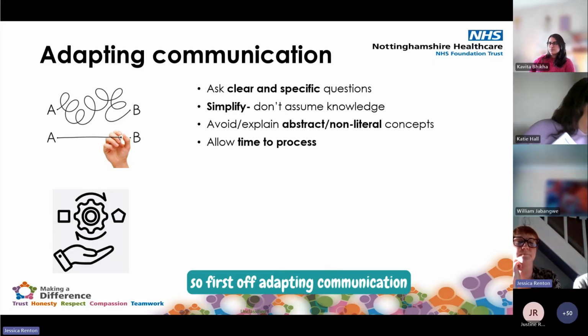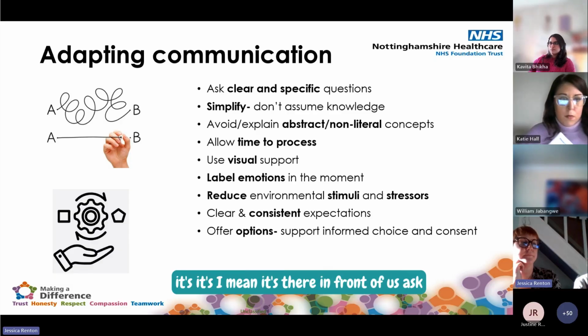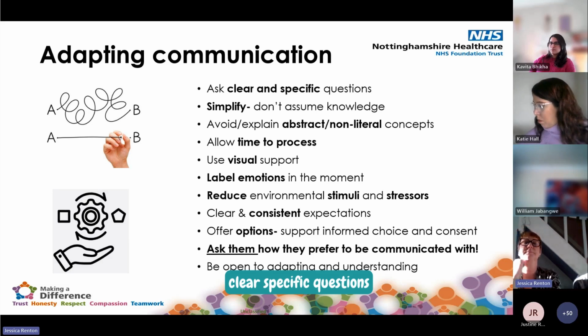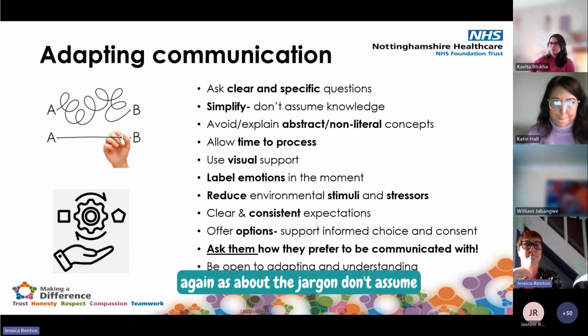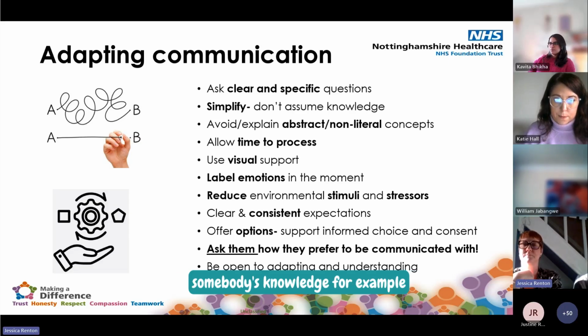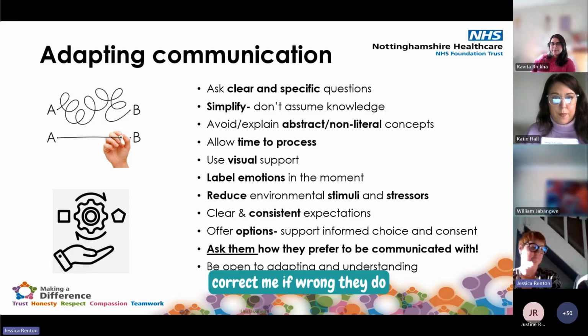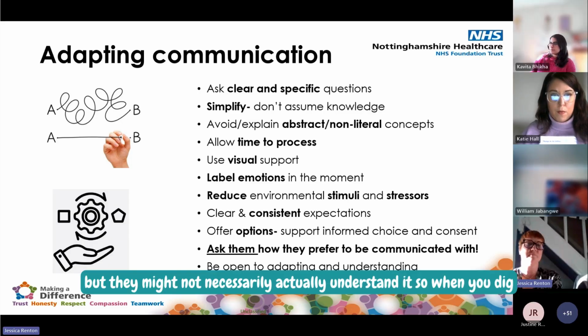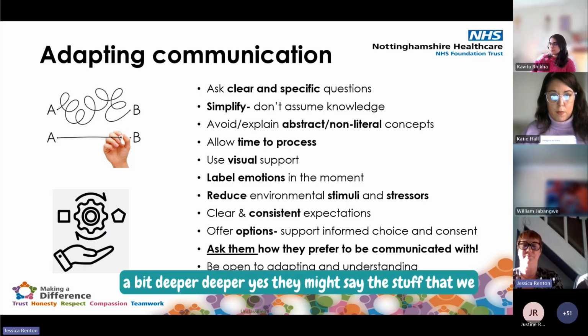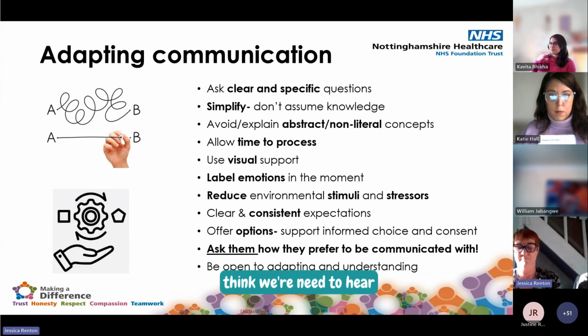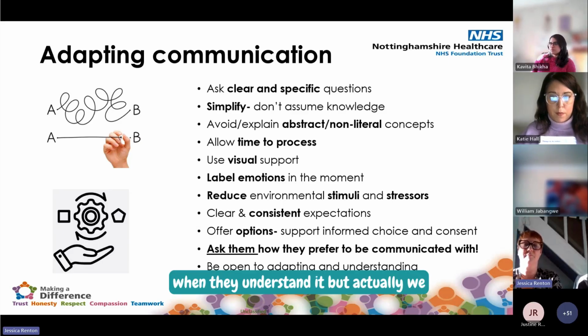Yeah. So first off, adapting communication. When you look at this, it's there in front of us. Ask clear, specific questions. Simplify sentences and paragraphs, and explain, again as we've talked about, the jargon. Don't assume somebody's knowledge. For example, we have a lot of medical jargon. Half the time I don't know what it is, and I work in it. Or we also have patients or clients who come and, correct me if I'm wrong, they do know the wording, but they might not necessarily actually understand it. So when you dig a bit deeper, yes, they might say the stuff that we think we need to hear and that they understand it, but actually they don't.